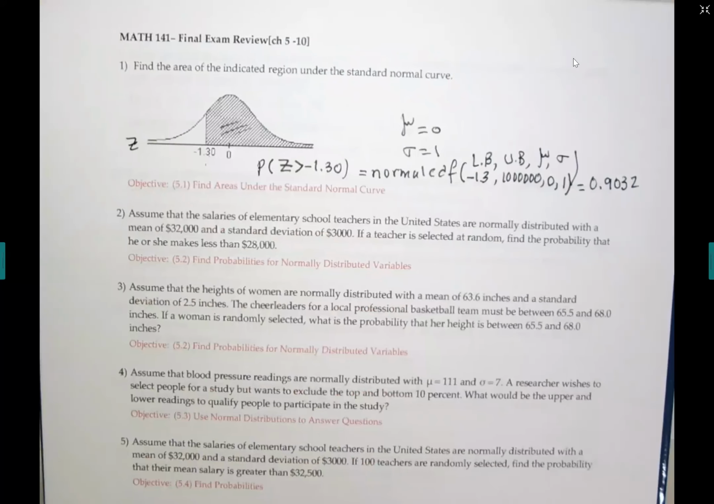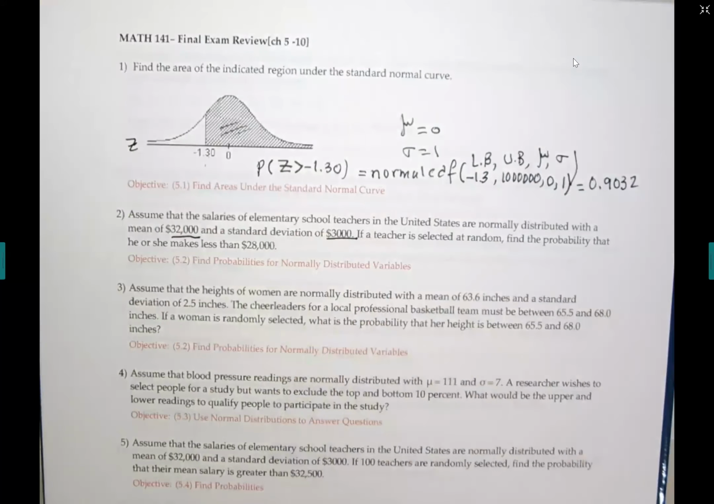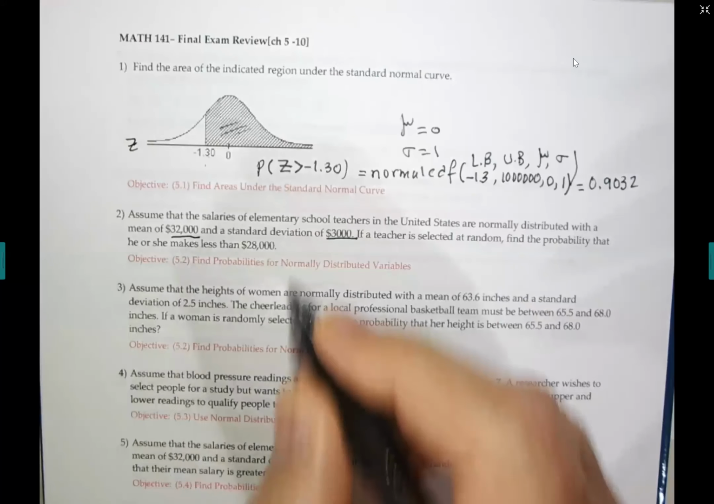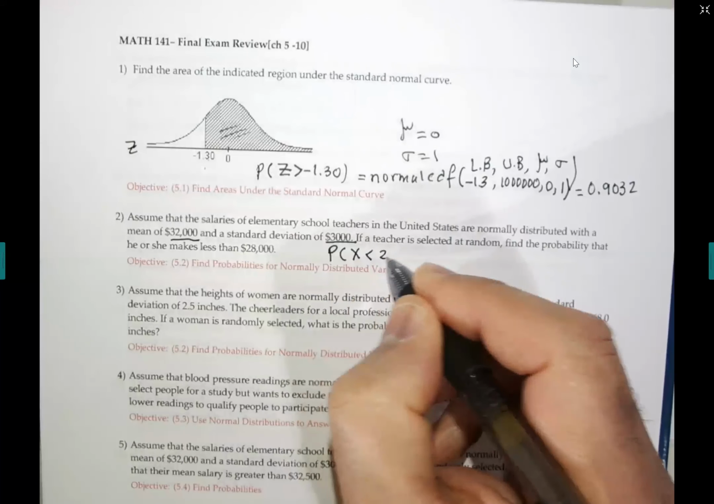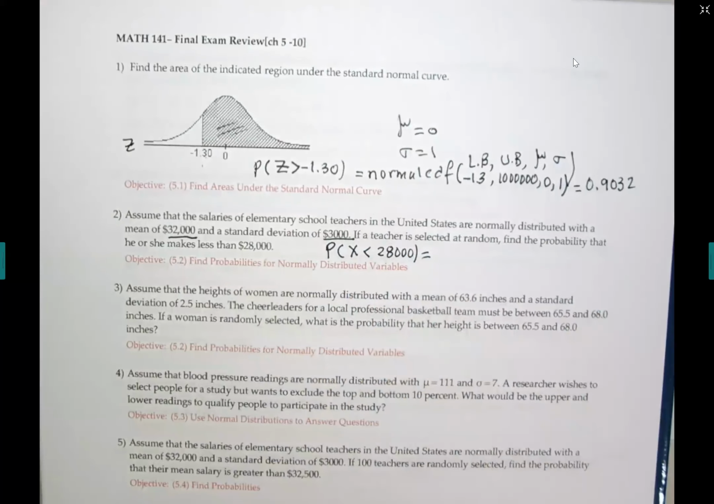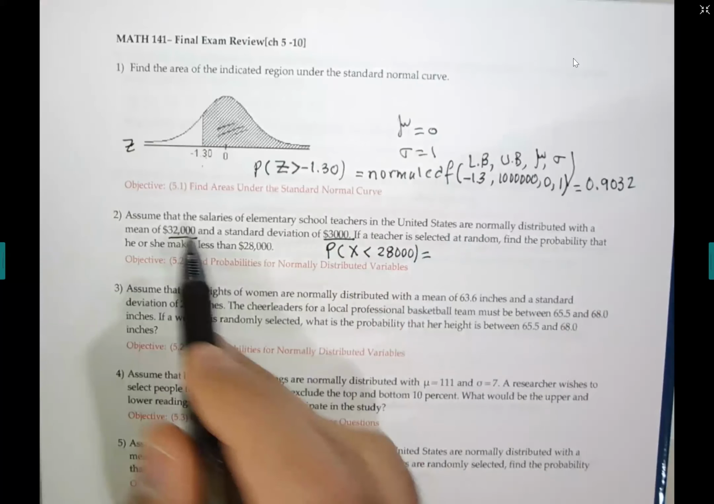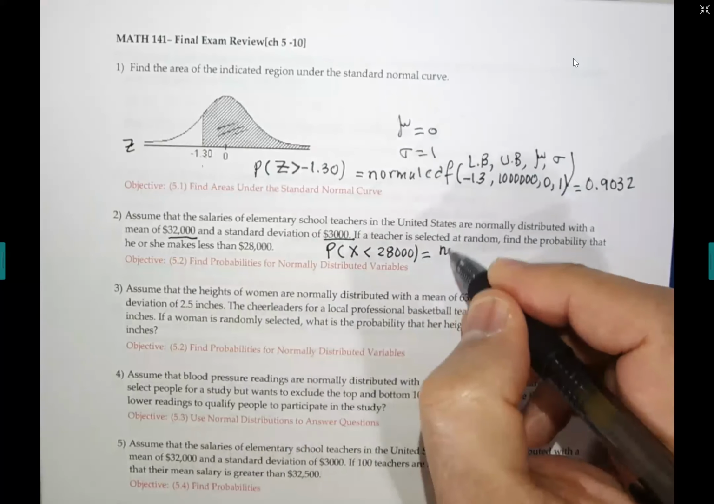Number 2. Assume that the salaries of elementary school teachers in the United States are normally distributed with a mean of 32,000 and a standard deviation of 3,000. If one teacher is selected at random, what's the probability that he makes less than 28,000? So guys, look, it's like this. Probability of X less than 28,000. Now, if you ask me why I didn't put Z here, he gives me a mean and standard deviation. They're not 0, 1, so it is X. And again, it's normal CDF.